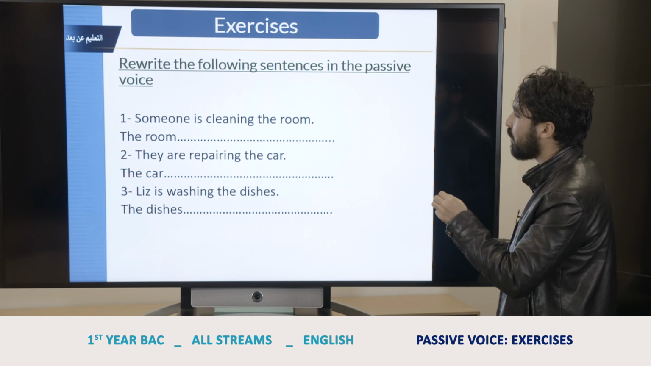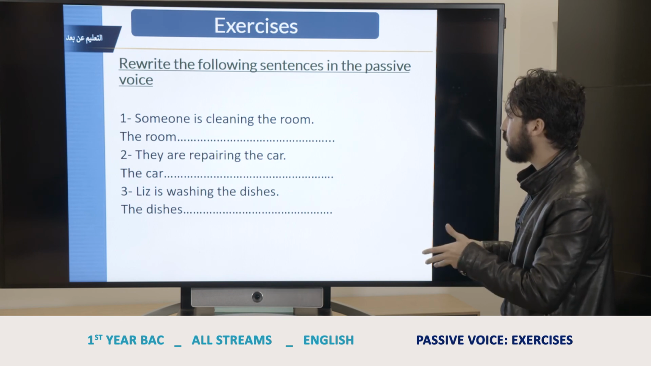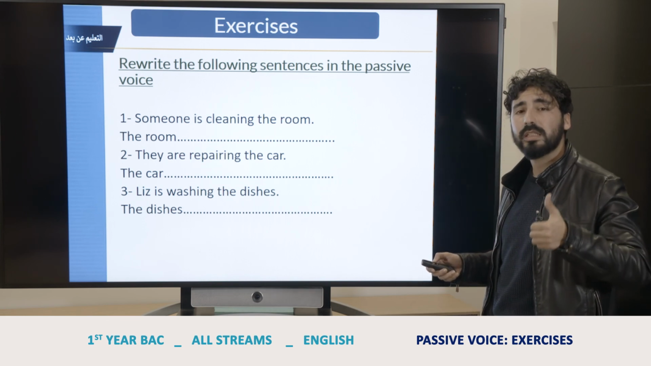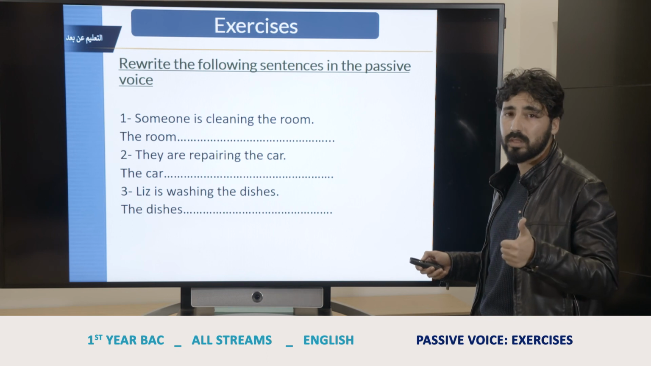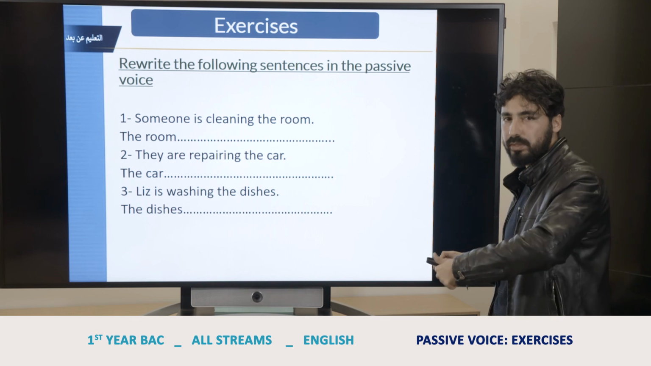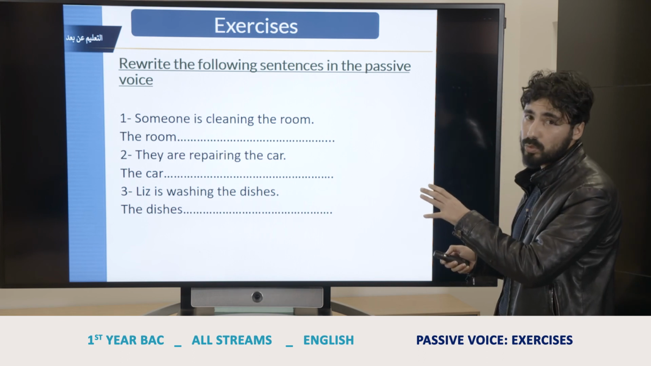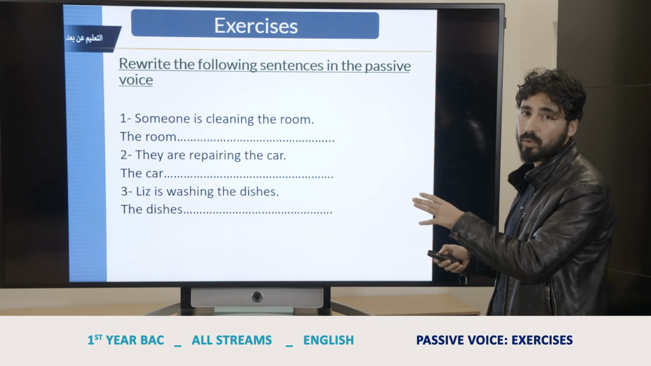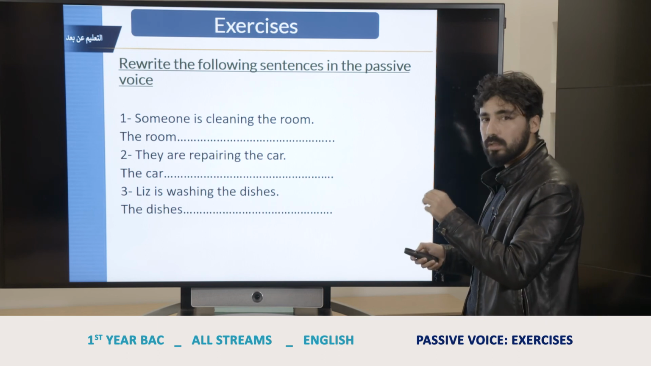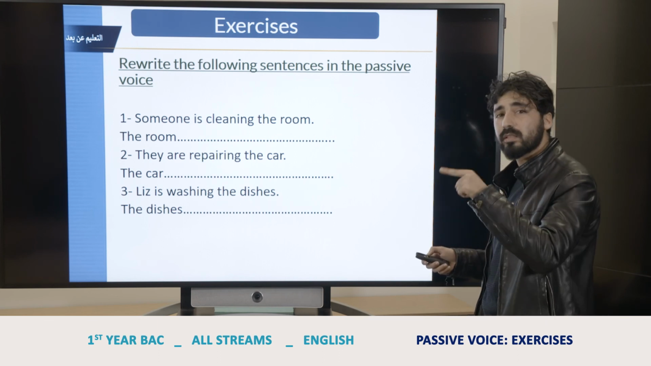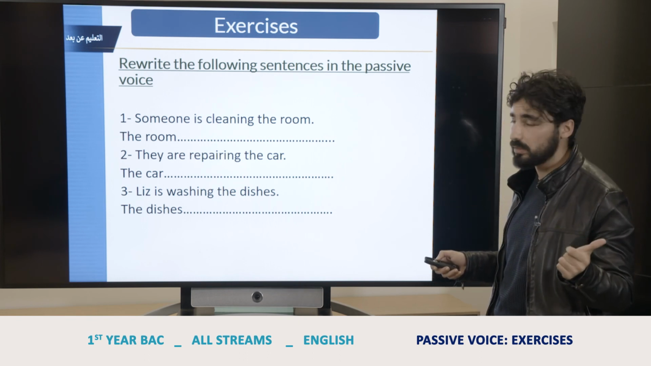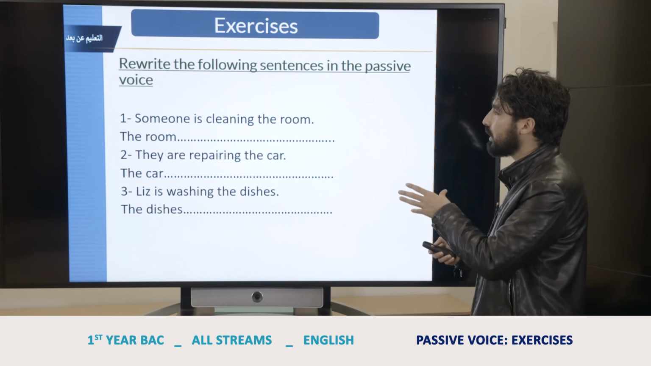For example here, number 1, someone is cleaning the room. I start with the object, which is the room, plus verb to be in the present continuous. What is verb to be in the present continuous? Is being or are being. Here we have the room. Are we going to say is being or are being? Of course it's is being, because one room is singular. The room is being, plus the verb clean in the past participle. What is it? It's the ed form, cleaned. The room is being cleaned.